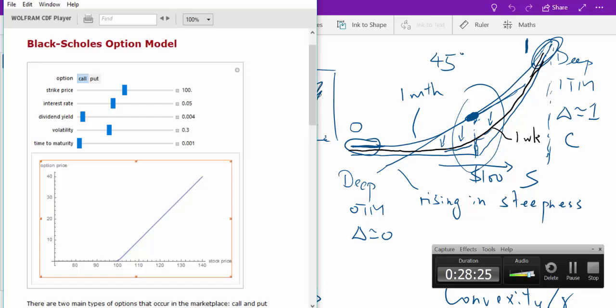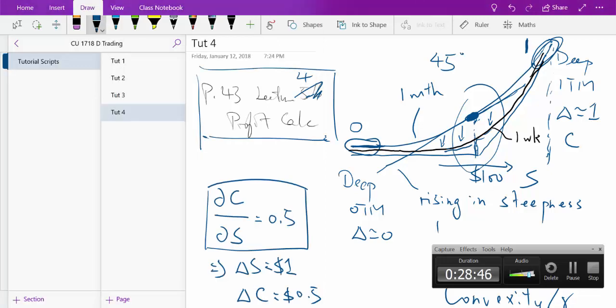It's called a pin risk. That's called a pin risk. Pin as in PIN. Okay.